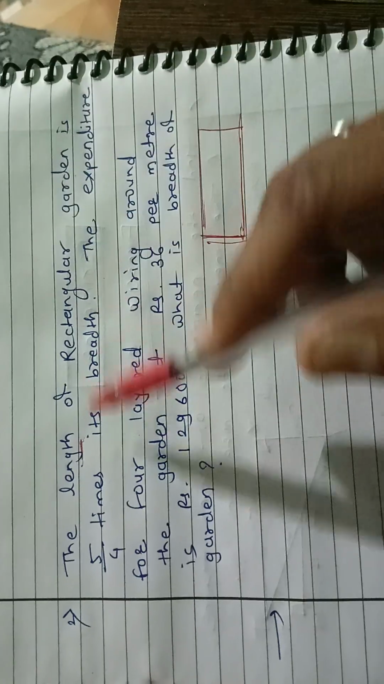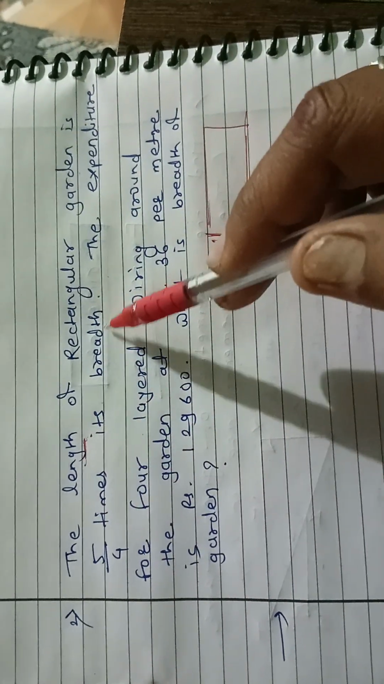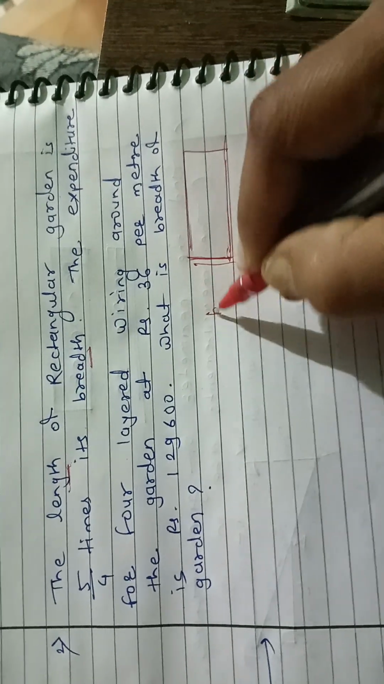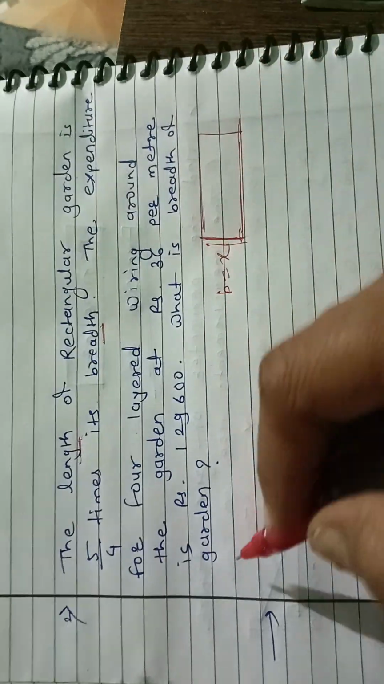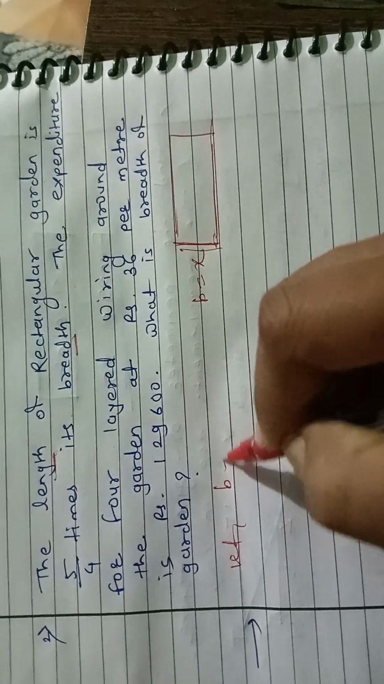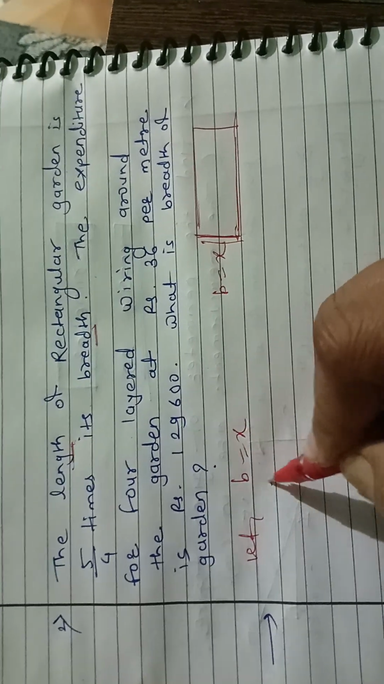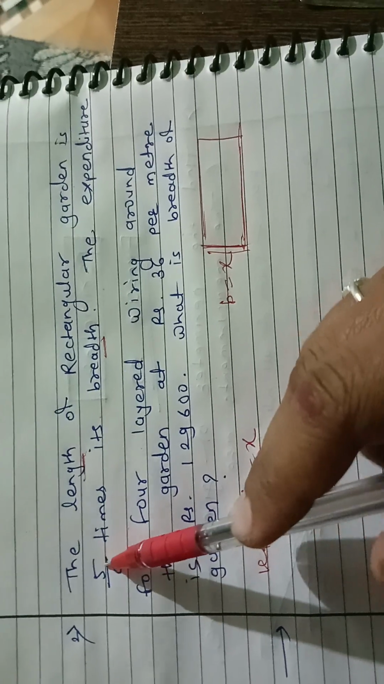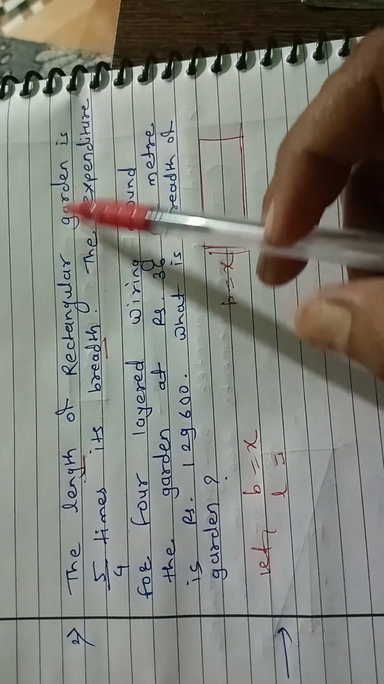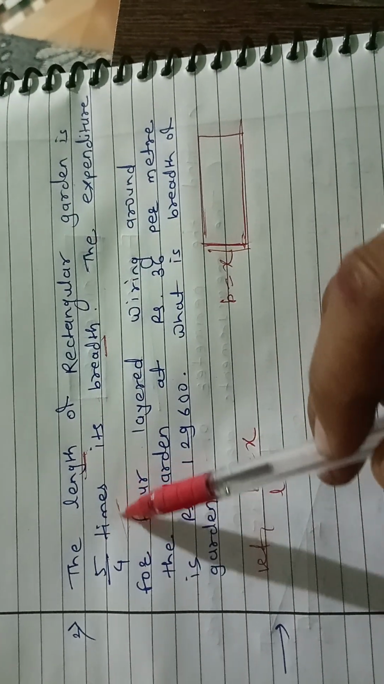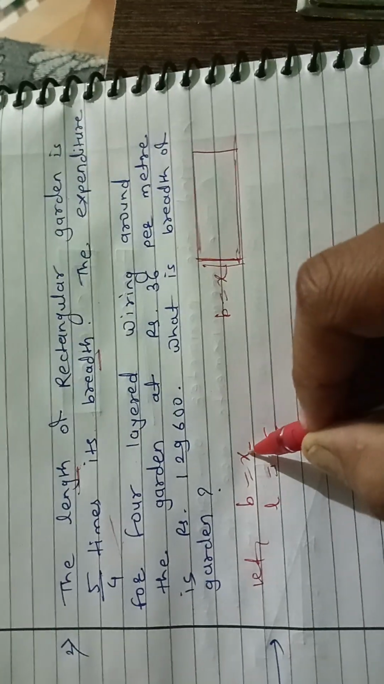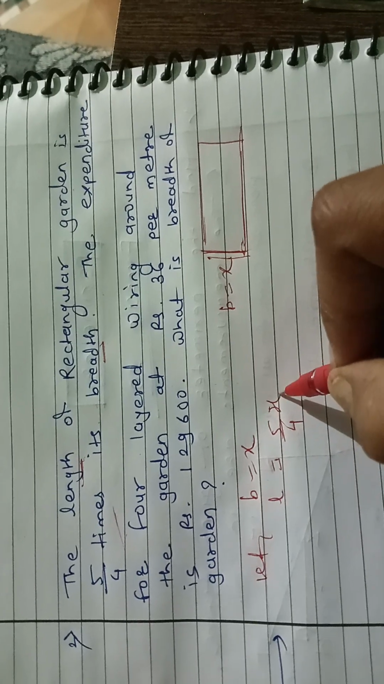Length of rectangular garden is 5 by 4 times its breadth. Means here they have not given a breadth. So first of all, we will assume the breadth as x. So let the breadth of the rectangle be x. So what will be its length? They have strictly given you 5 by 4 times its breadth. Length is 5 by 4 times its breadth. Breadth means what? It is nothing but your x.